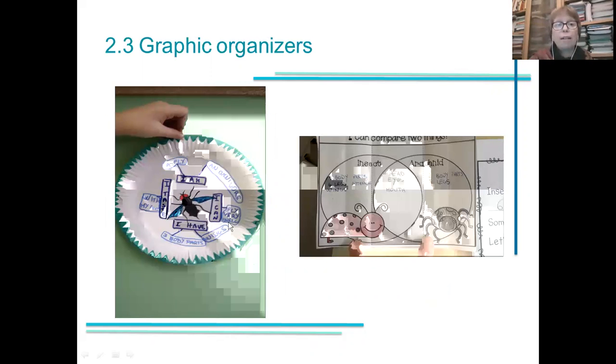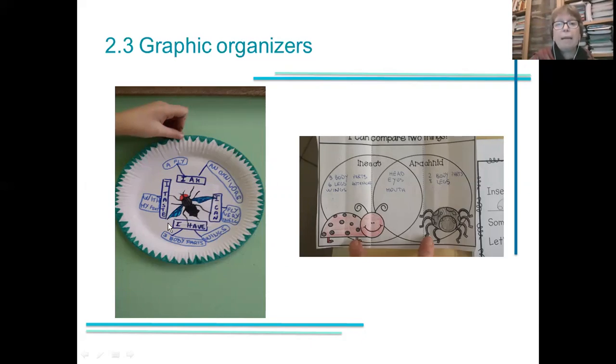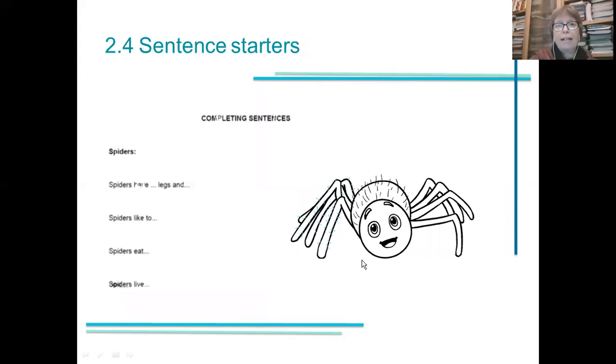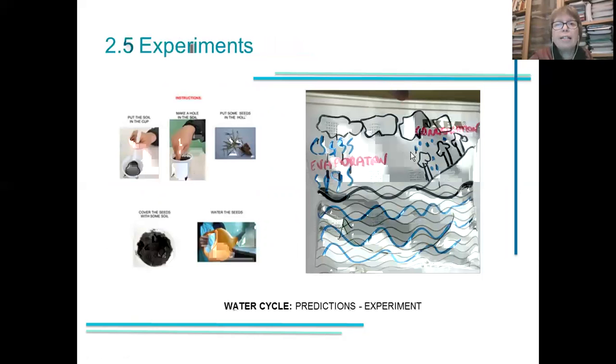This is another one that I made on a paper plate about insects. Each child had to choose an insect and make a map. This is a Venn diagram to compare an insect and an arachnid. To scaffold speaking and writing, we can use sentence starters. So students have to finish the sentences.